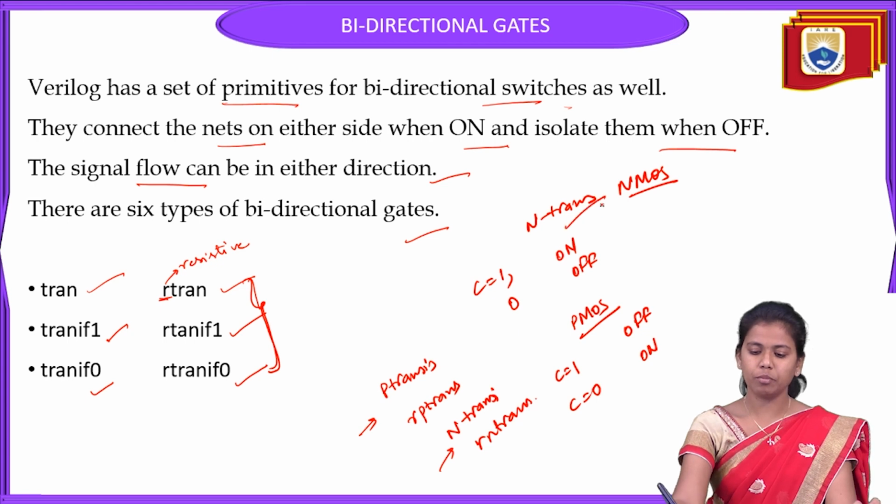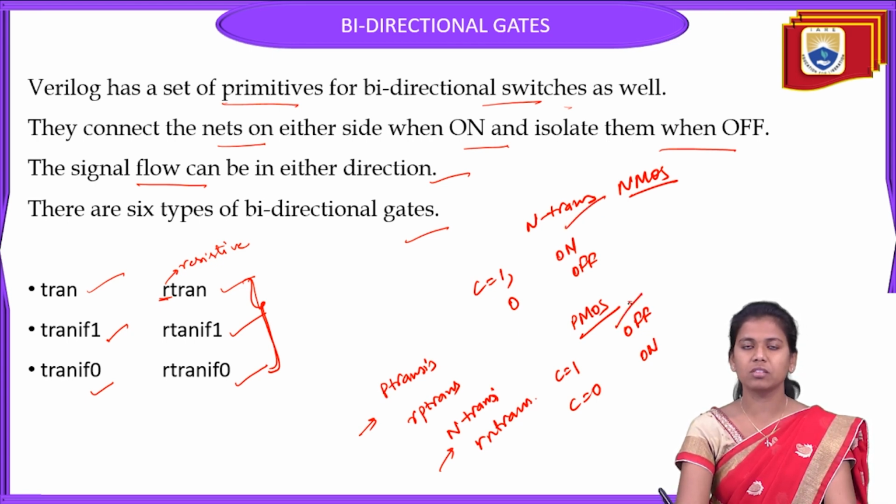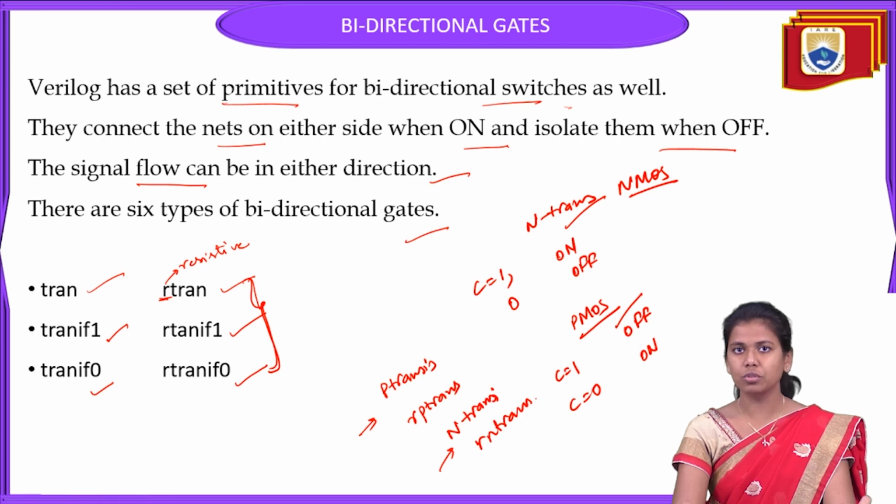So these two are the P transistor and the N transistor, that is PMOS and NMOS. Mechanism-wise, they are quite opposite to each other. The switching mechanisms of the PMOS transistor and the NMOS transistor are quite opposite based on the control signal.